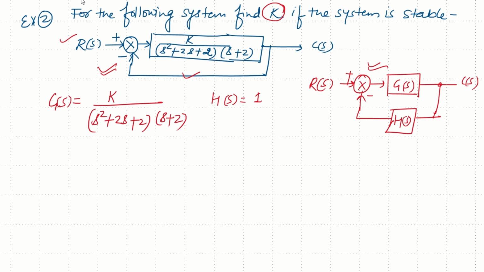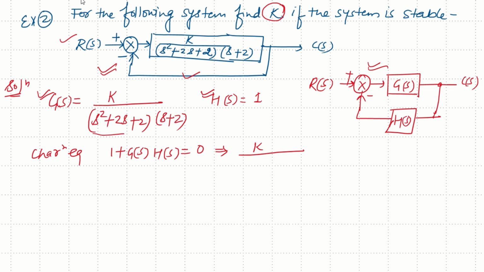And we also know that the characteristic equation is given by 1 plus G(s)H(s) equals 0. So hence we can write these values of G(s) and H(s) in this. So K divided by, let me multiply these two and solve this. This will come out to be s to power 3 plus 4s square plus 6s plus 4, multiplied by 1, since H(s) is 1, equals 0.